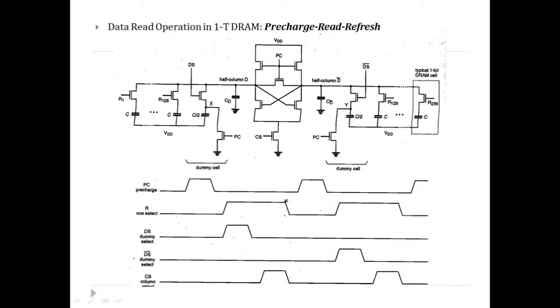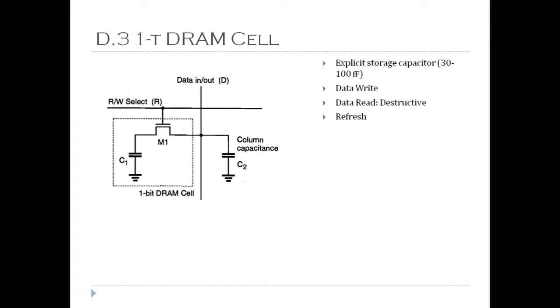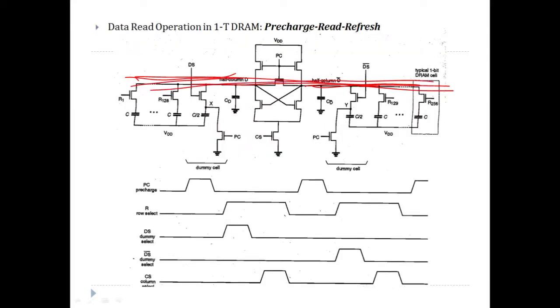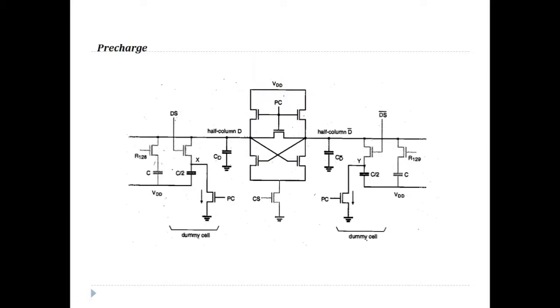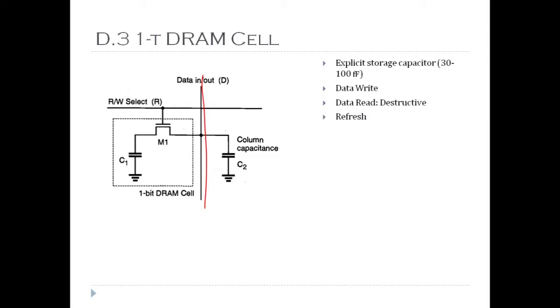So to understand this diagram, actually it is drawn in a 90-degree rotated manner, because this is what the column is. This is the column, so this represents one column, right? Like in this diagram, this column is represented by this, and these are rows, which are represented by this row select.